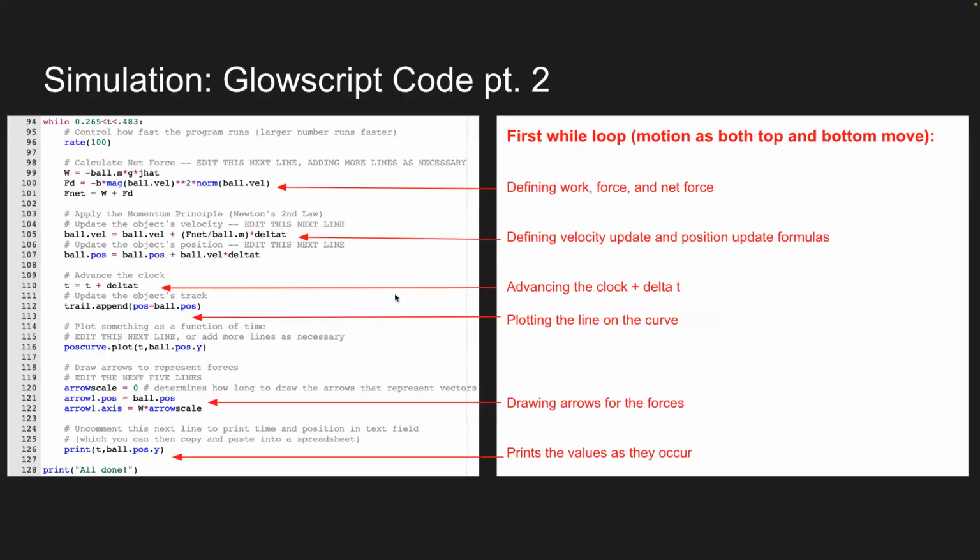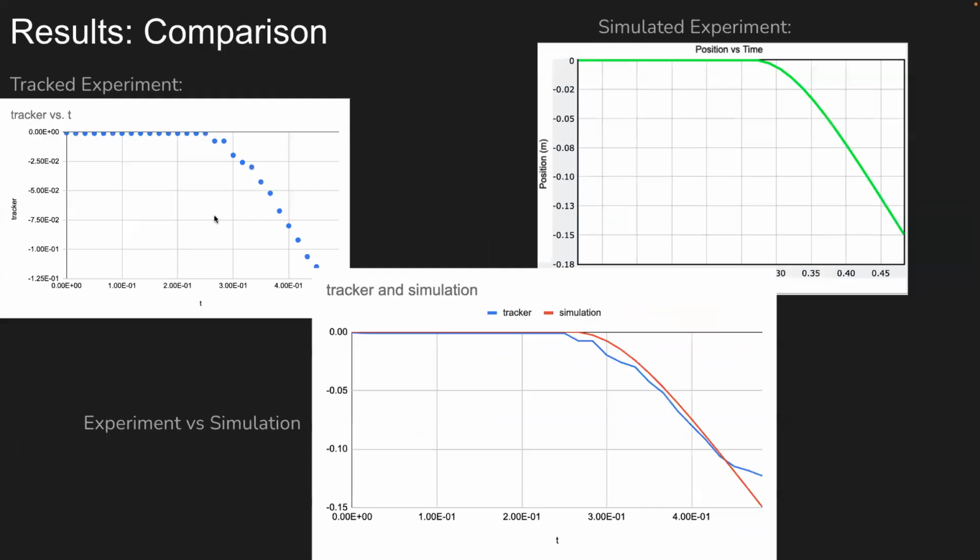And then here's the second part. After the top has reached the bottom of the slinky, they're both moving simultaneously, up until the point where they hit the ground. Again, I define the work and net force, and then set the velocity and position updates. Really the only difference here is going to be the top of the while loop. And then let's move on.